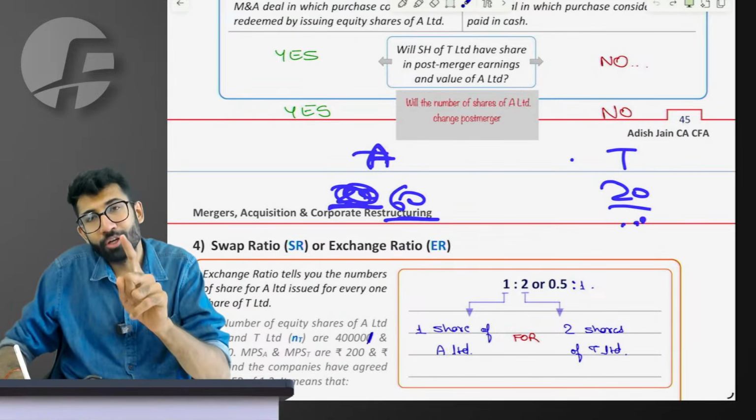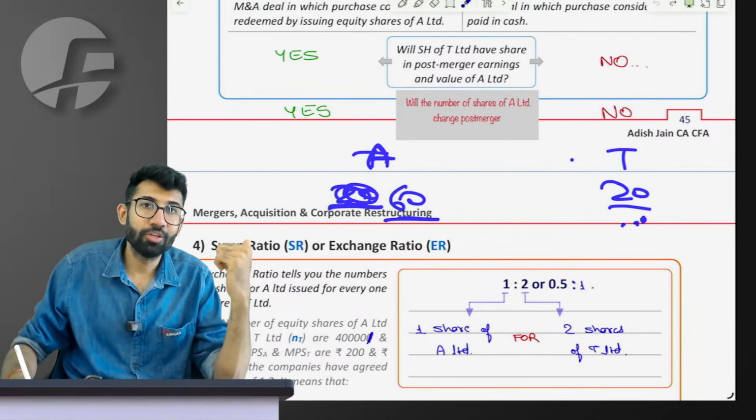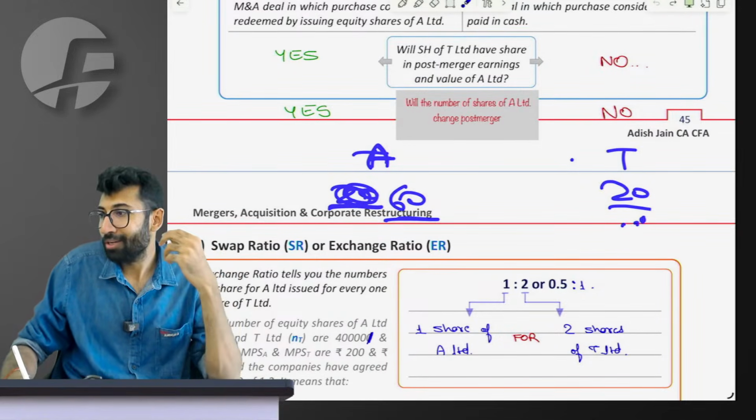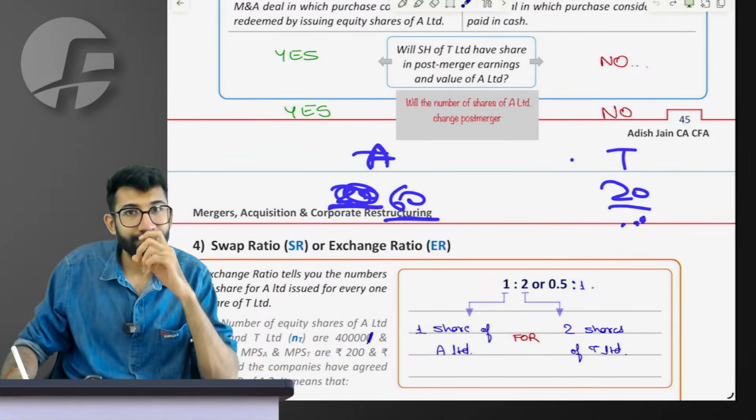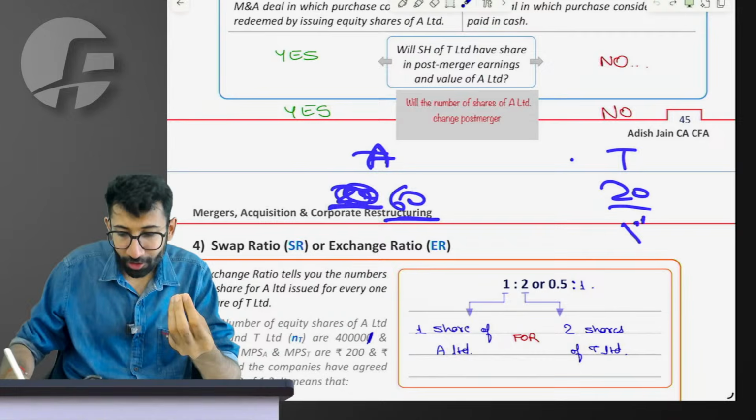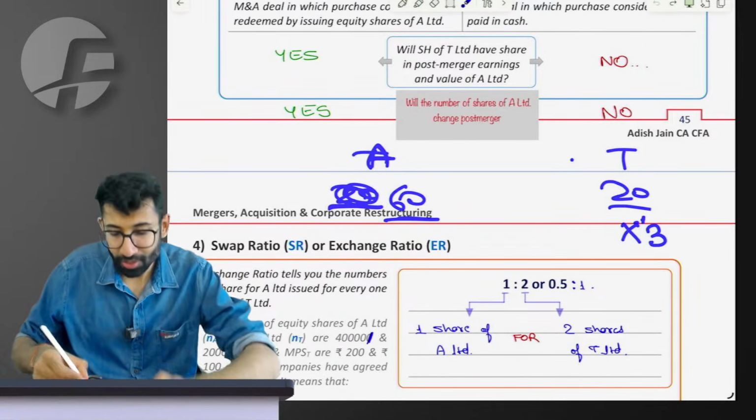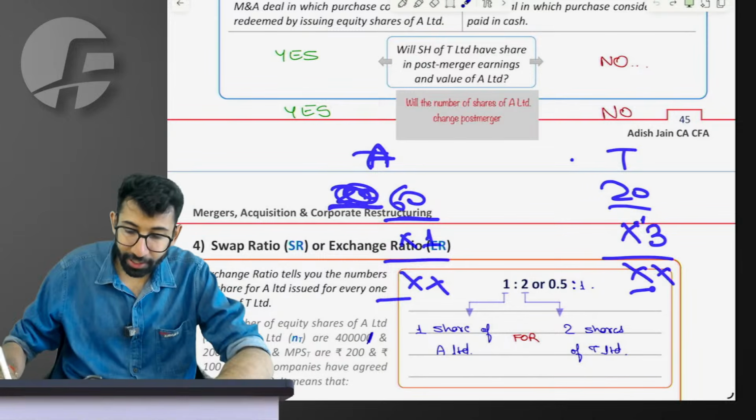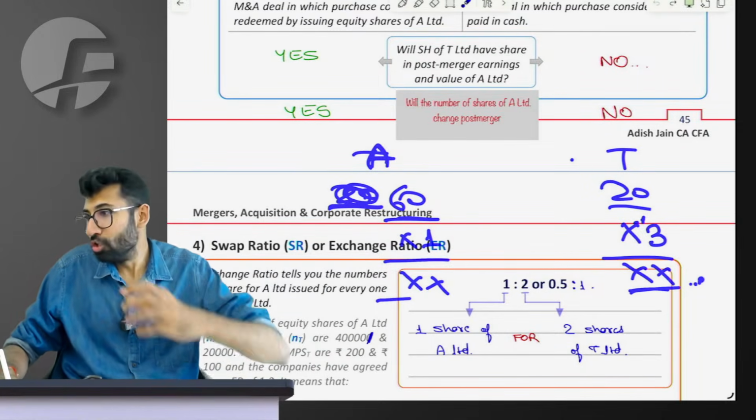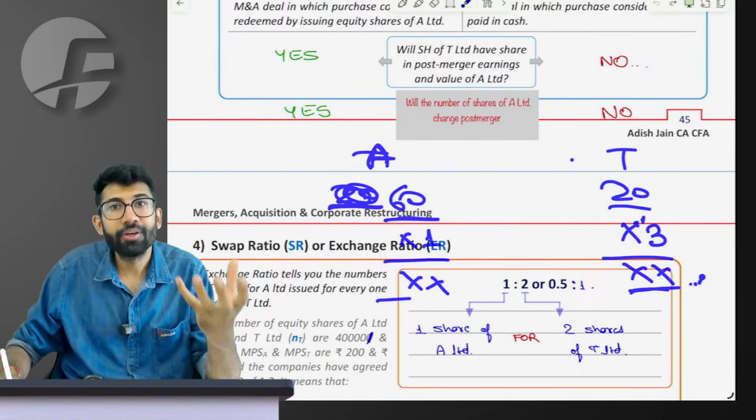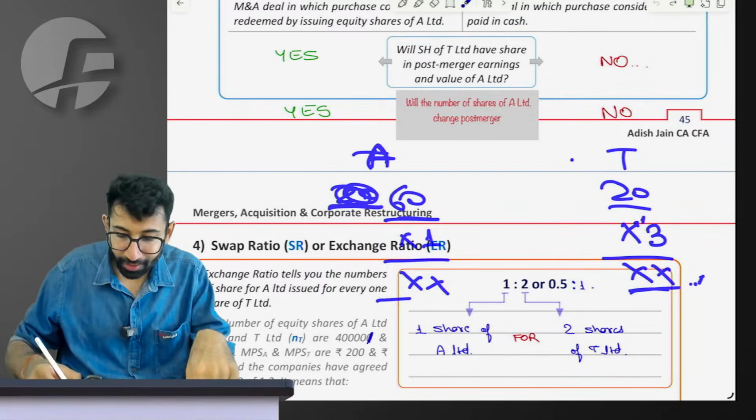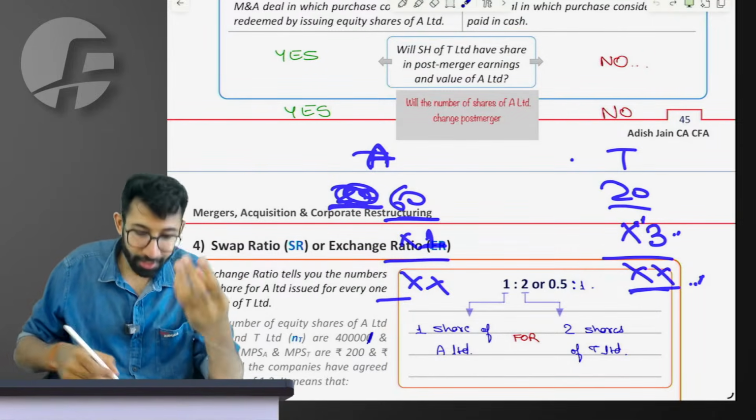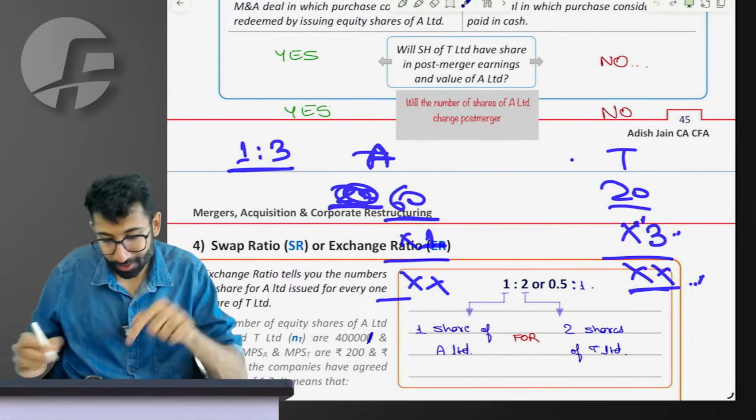You are T Limited, your share price is 20. Against how many shares of yours do you think you should get how many shares of mine? Do you feel the common sense that against your 3 shares, if you can get 1 share of mine, you will have the same value that you were earlier having? You would find the situation to be fair. So what you have done is 1 share of mine against 3 of yours. So 1:3 becomes the exchange ratio.